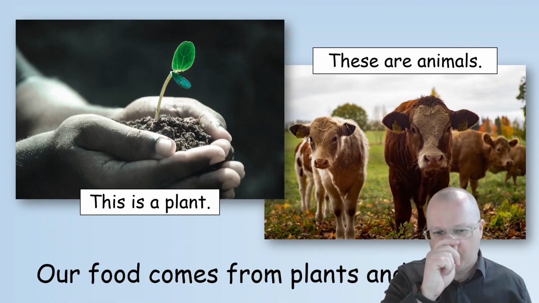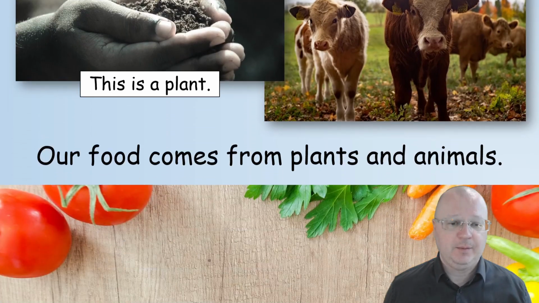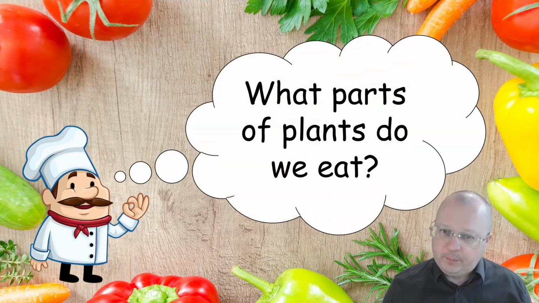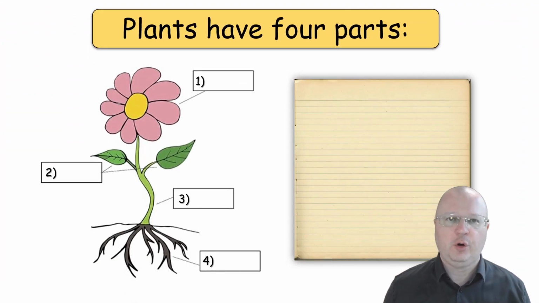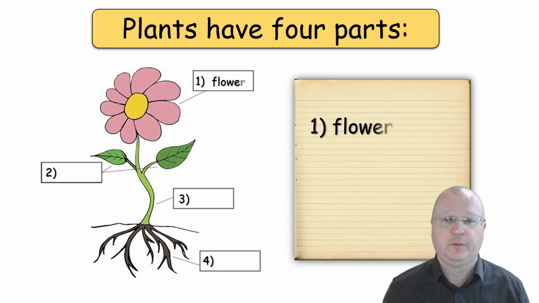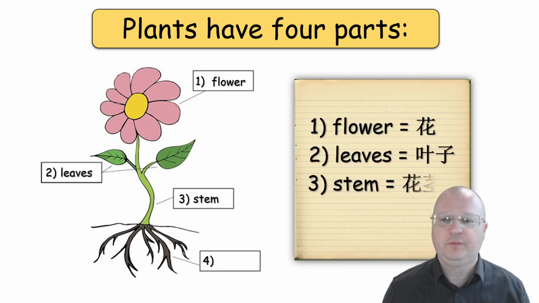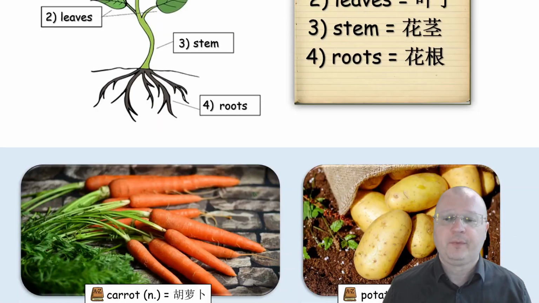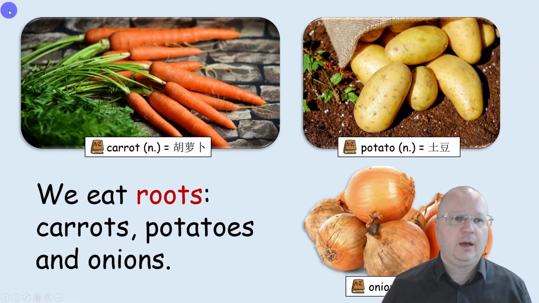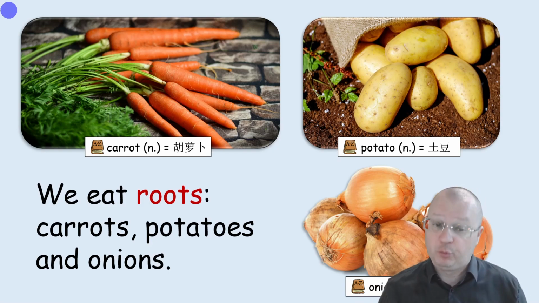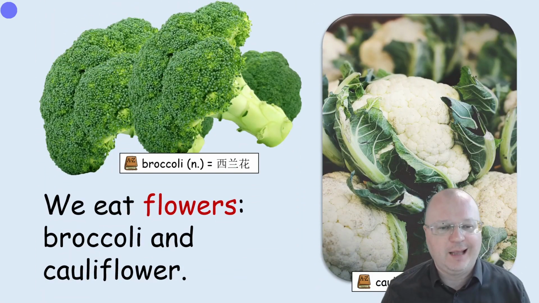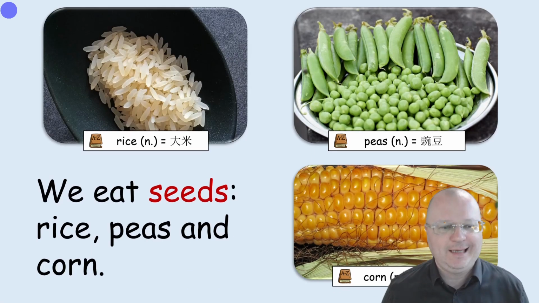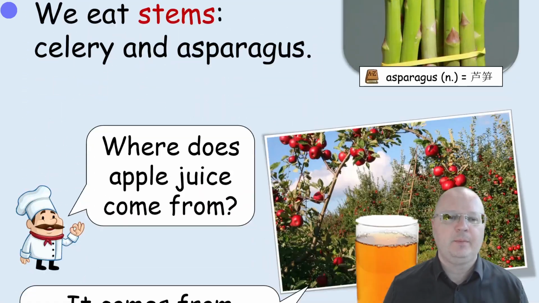All right, our food comes from plants and animals, yeah? What parts of plants do we eat? So here you show your students 4 parts of a plant: flower, leaves, stem, and roots. And here you teach them what we eat. So we eat roots, we eat leaves, we eat flowers, we eat seeds, we eat stems.